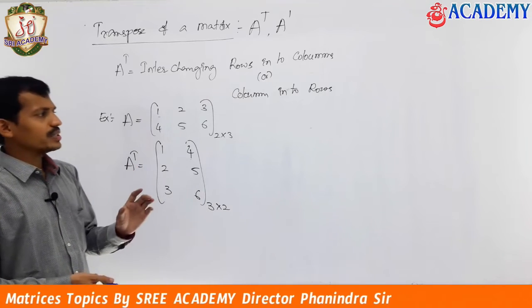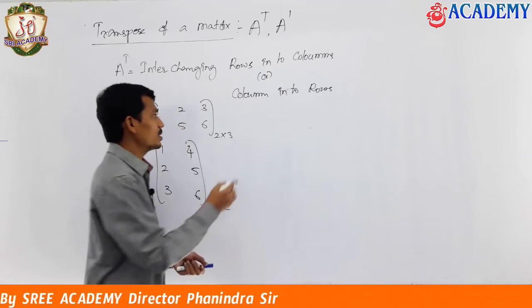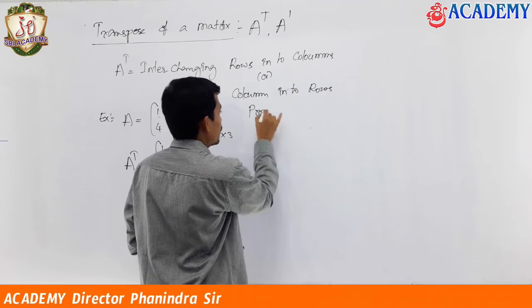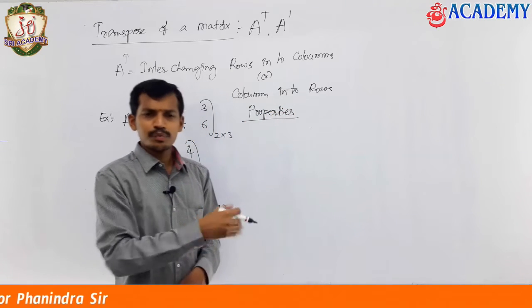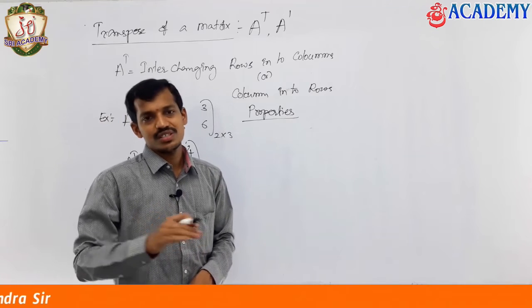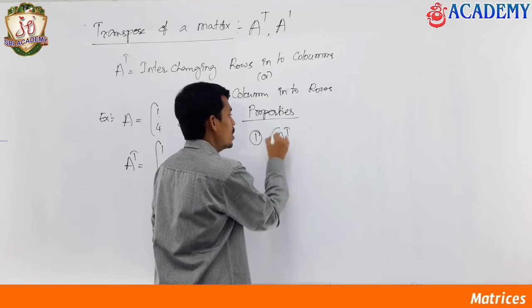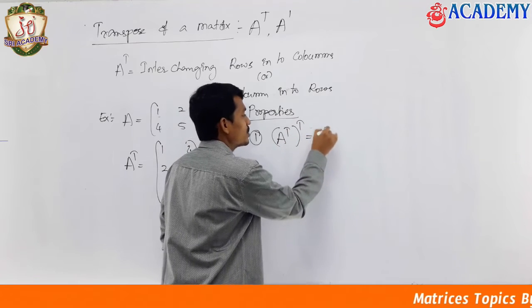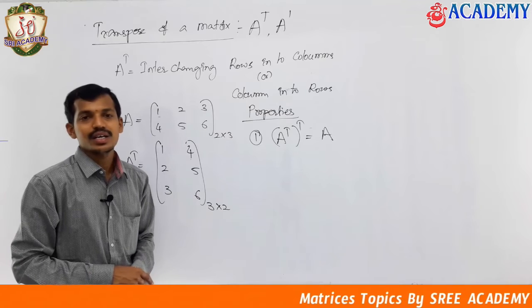Here the properties are very important. We have to learn about those properties, because from the properties only you will get more questions here. First, A transpose whole transpose is always going to be A. If you interchange one matrix two times, you are going to get the same matrix.